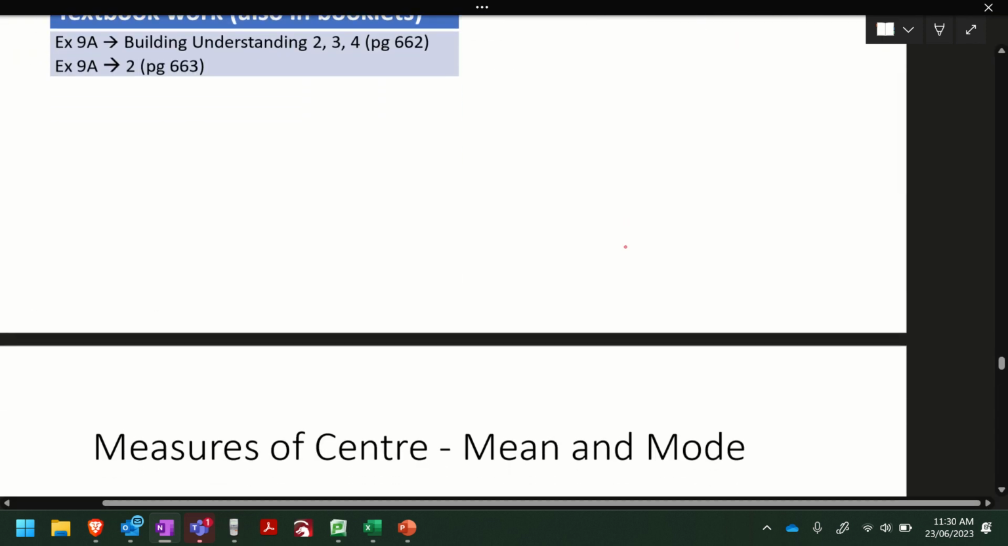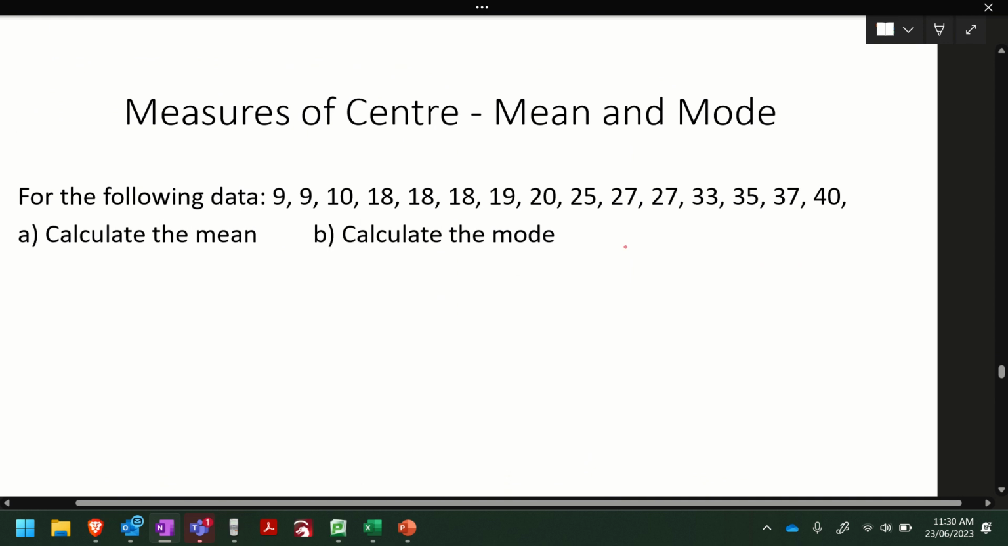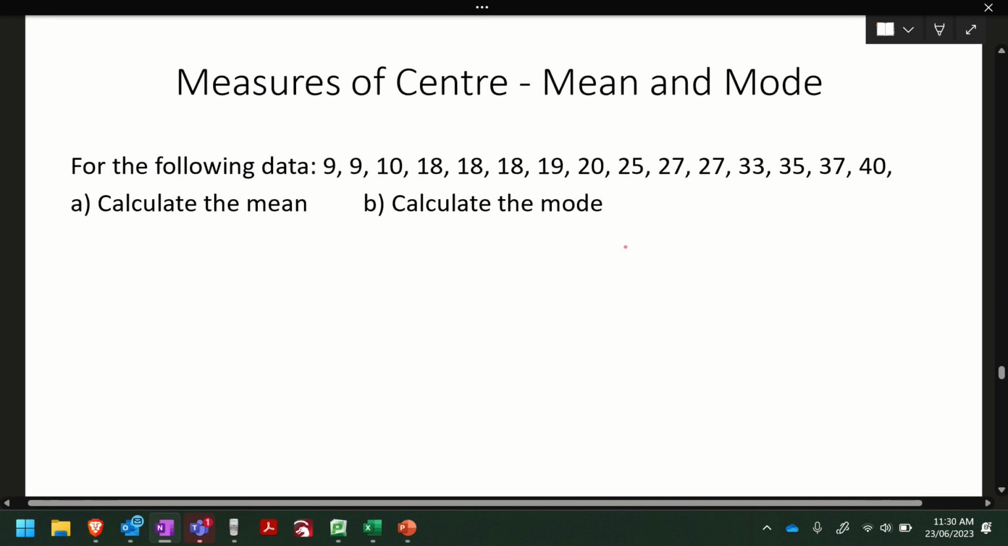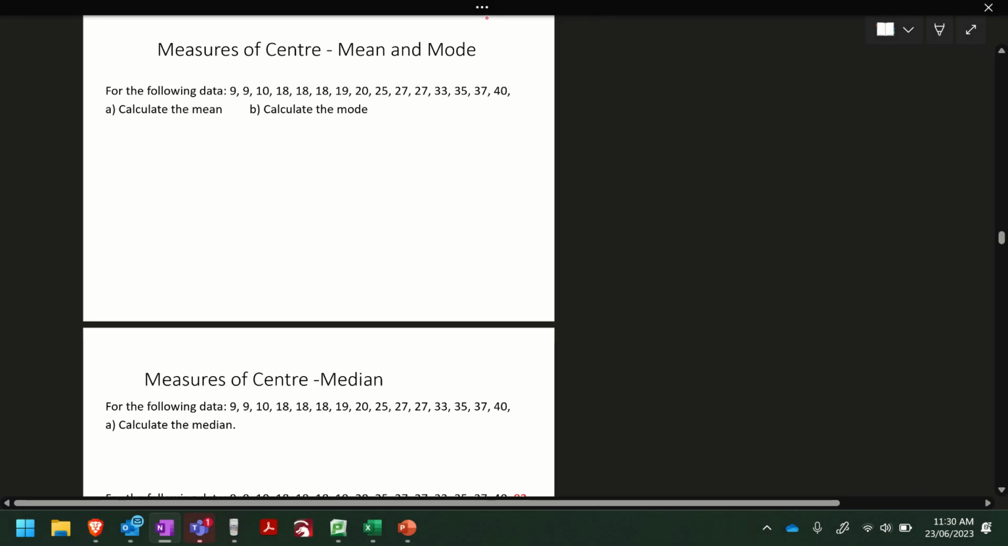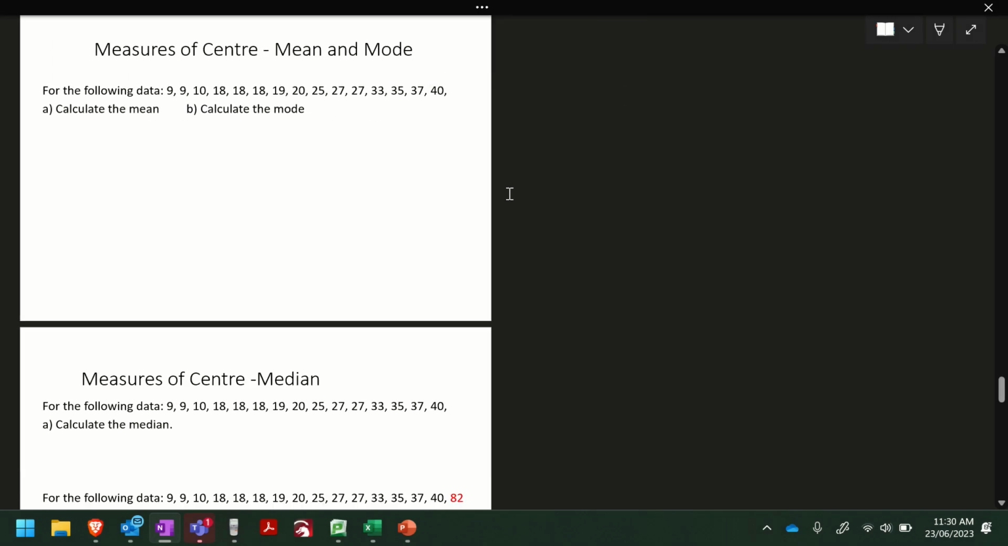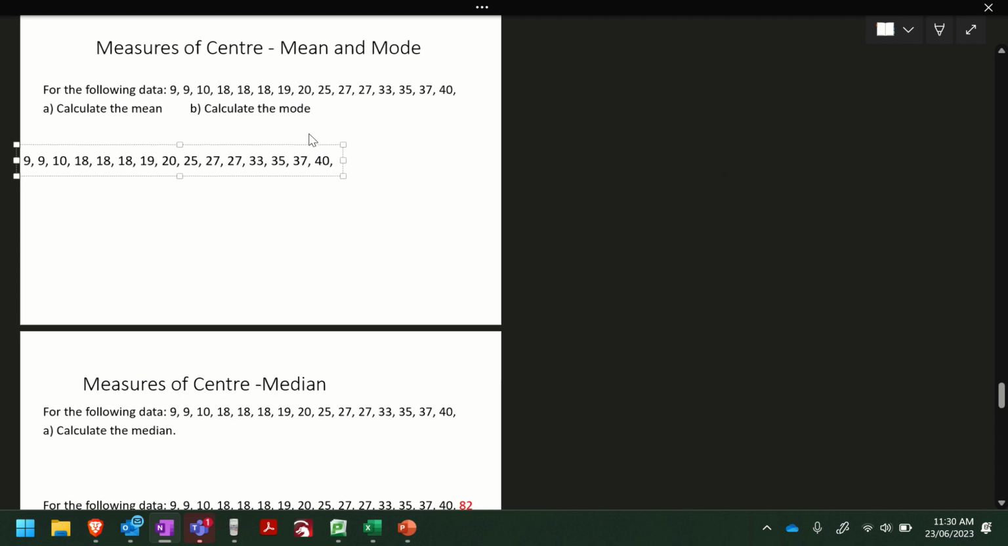All right, we'll skip this, but let's do examples of the mean and the mode. So the mean here, let's calculate that. For this data set, if you've got it on your notes, just copy along. All you're doing is you're going to add all of this. 9 plus 9 plus 10 plus all that.